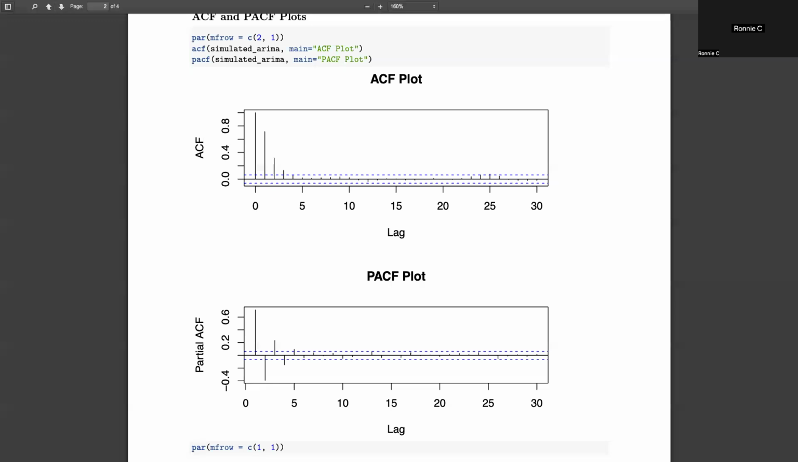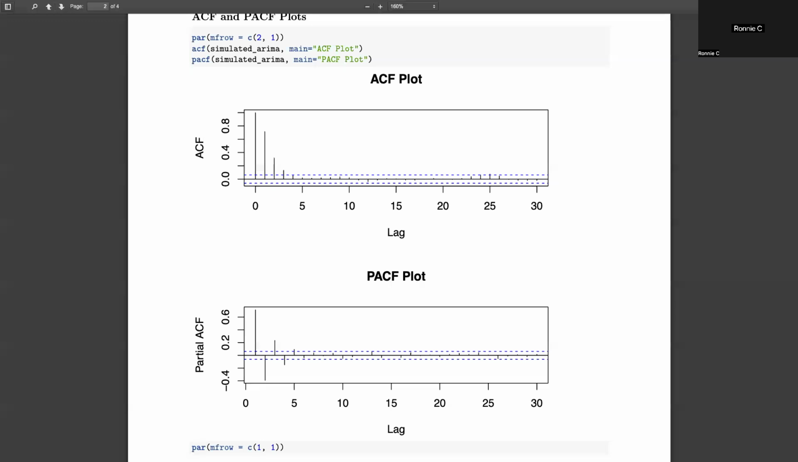Any spikes outside this range are considered statistically significant, meaning those that show meaningful autocorrelation in the ACF and partial autocorrelations in the PACF. The dashed lines in the plots help to indicate this threshold.